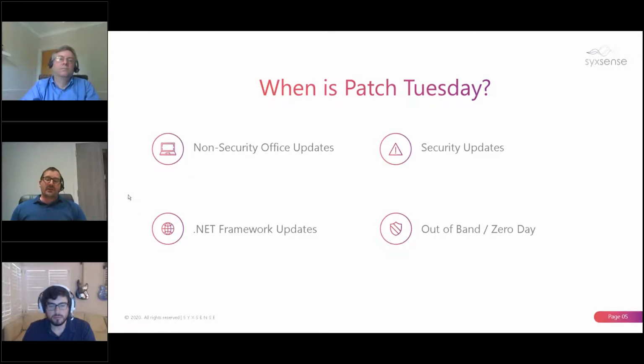Now, the .NET framework updates do actually sometimes bleed into Patch Tuesday, as we're talking today. So you do need to keep an eye on those, because they cover a lot of security features and enhancements. And then lastly, the out of band and zero day, which we are going to cover in a bit more detail today, that can actually happen at any point. So it's really important that you keep an eye on your out of band and zero day awareness, because those updates are sometimes the most critical.